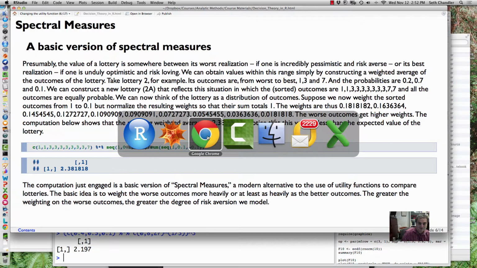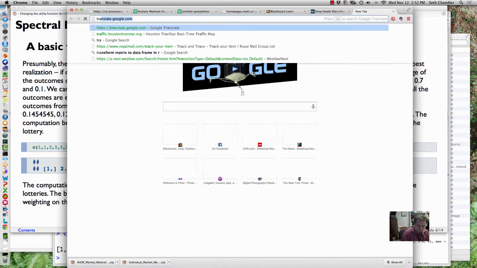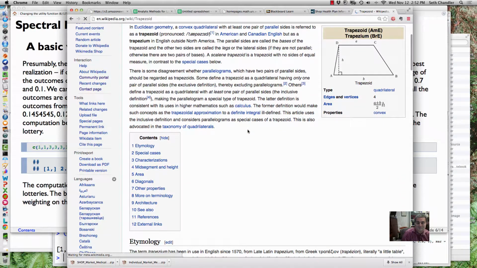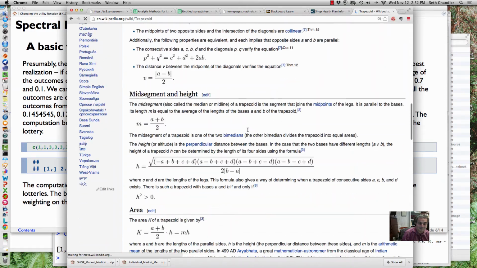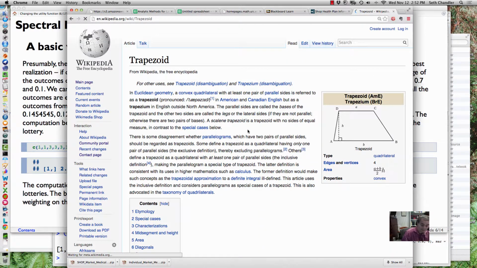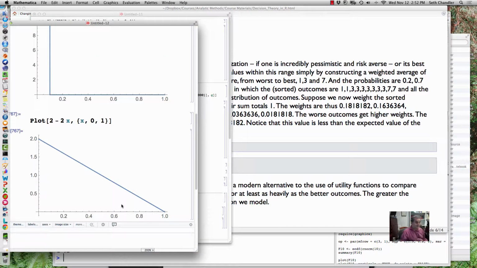Where's the web browser? There's a lot of information on trapezoids here. Who knew? Anyone have an answer?